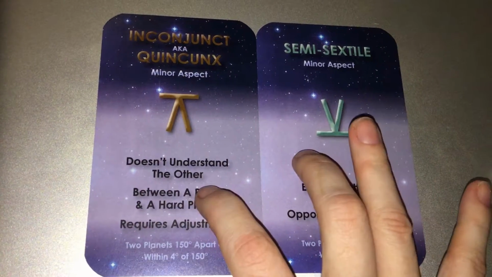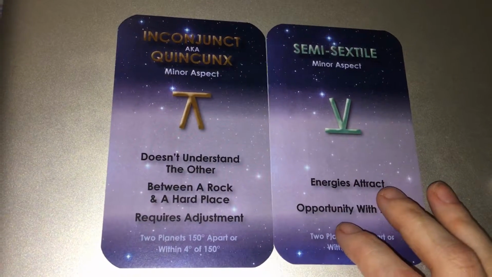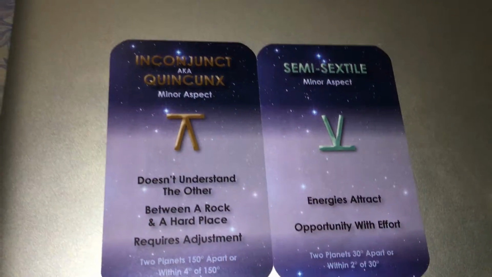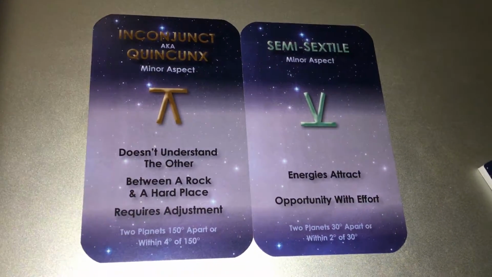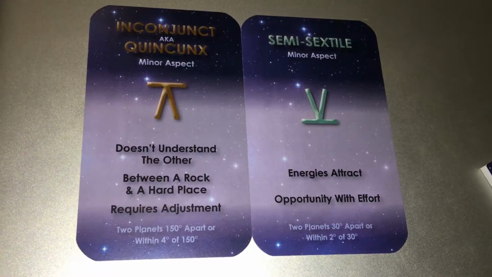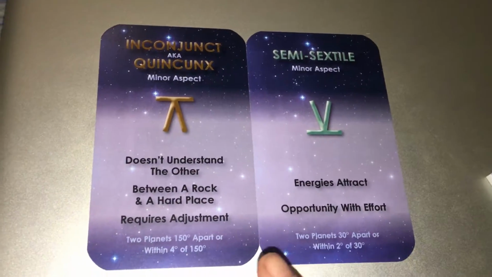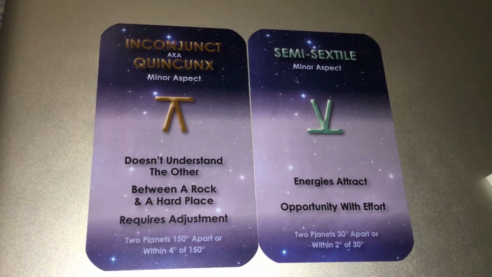But right now I want to talk about inconjunct and semi-sextile, because these are two aspects that people get confused about, and it's hard to keep them straight. I have my own little cheat sheet about how I remember them. I talked a little bit about that last time, I believe, with the semi-sextile. So let's just get into this full video.